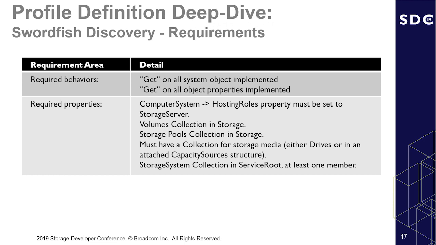And then we did have a set of required properties. So most of them actually do have something similar. Here we have the first one we've talked about several times, right? The computer system hosting roles property must be set to type storage server. The other thing is you must have a volumes collection in storage. You must have a storage pools collection in storage. They don't actually have to have anything in them. And the reason we say that is for the initialization case.